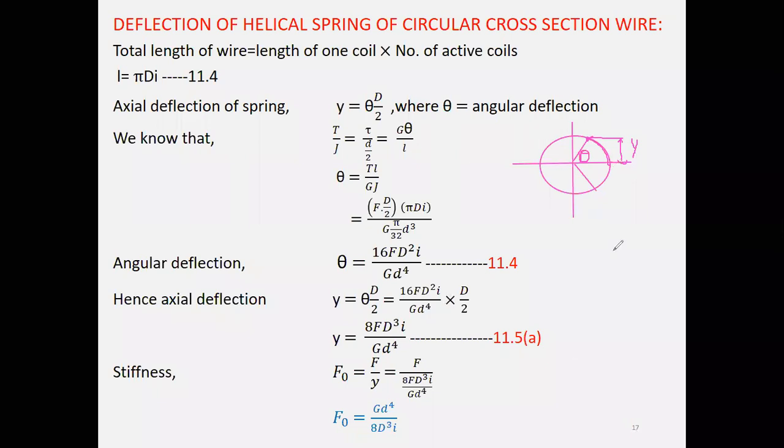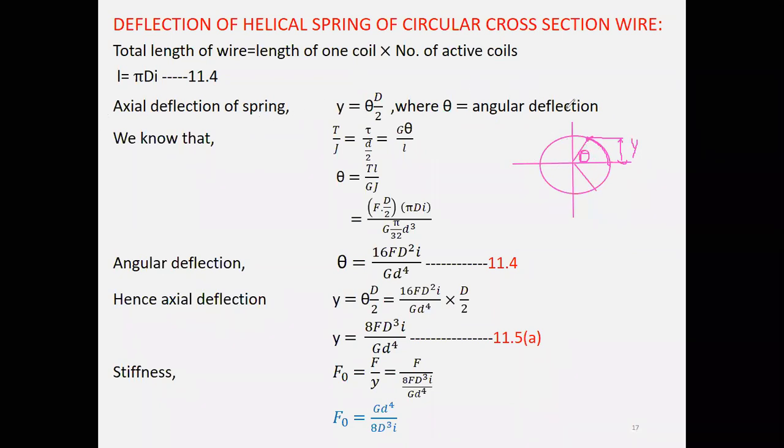Can anyone tell me? Radius into the angle. Yes, radius into the angle. Radius is r, and r is nothing but d by 2. From that you will get that deflection. Therefore, y is equal to theta into d by 2. I think now you have understood how I got this axial deflection of the spring.